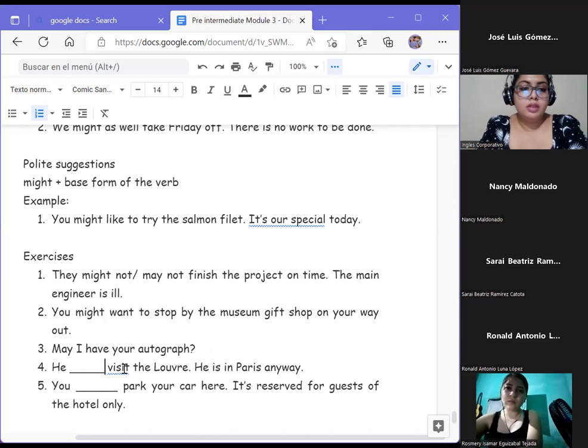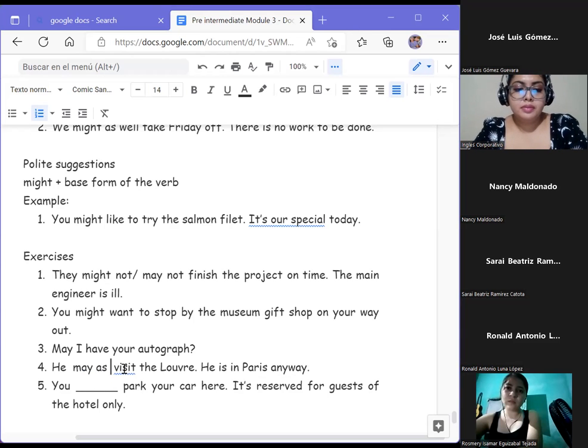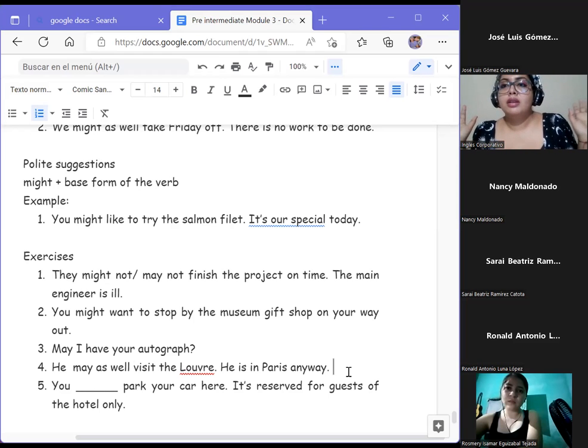Number four, he visits the Louvre. He is in Paris anyway. In this case, it's when we don't have another option. That is pretty easy. Cuando no tenemos ninguna otra opción, tell me. May as well. Good, may as well. Perfect. Es como queriendo decir, tiene que visitar ese lugar porque de todos modos ya está en París. So, in that case, that person doesn't have another option. He is in the place, but he needs to do that thing.